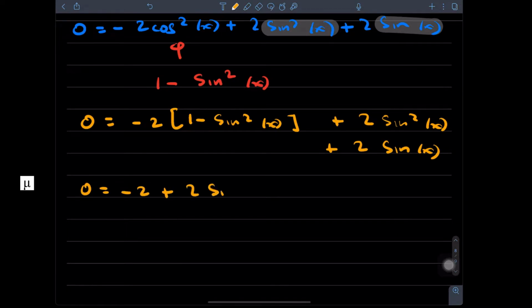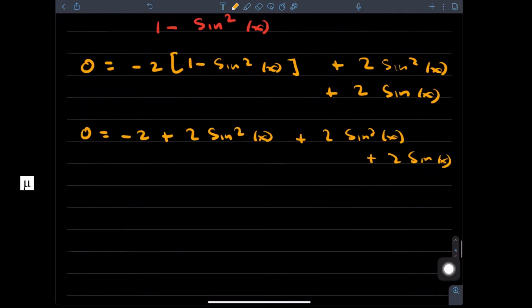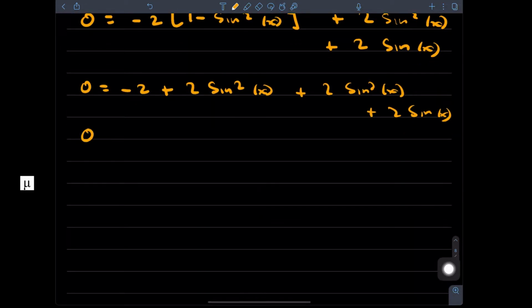Negative 2 plus 2 sine squared, plus 2 sine squared, plus 2 sine. Okay. Rearrange your terms, ladies and gentlemen. You're going to have 2, not 2, but what? Is that 4 sine squared?